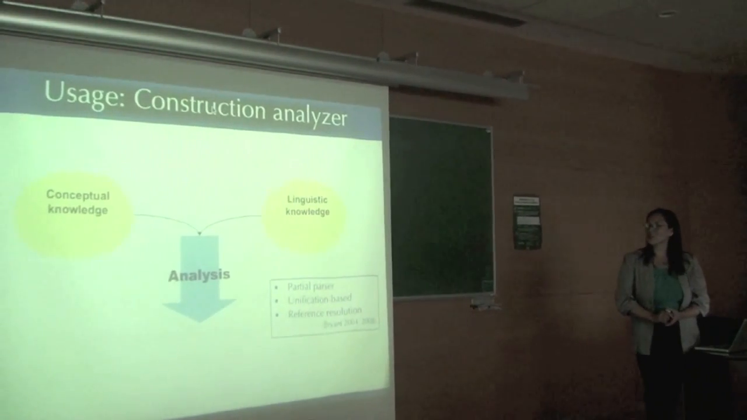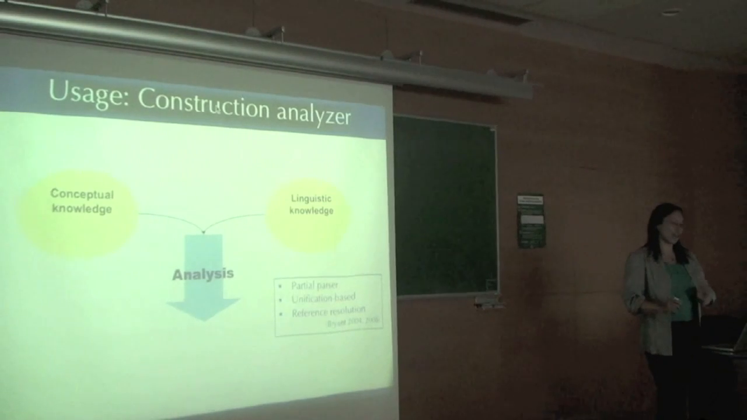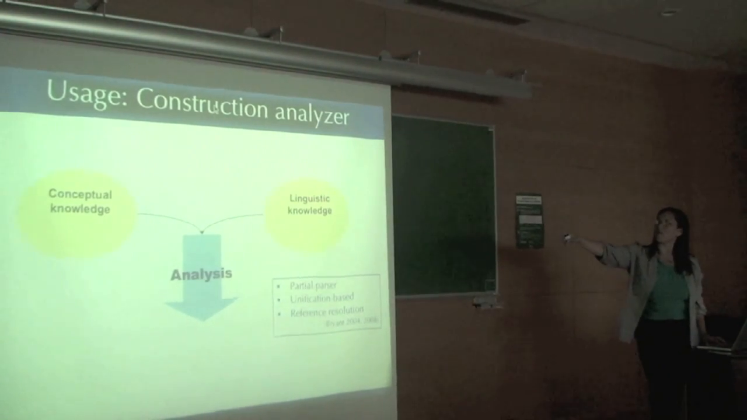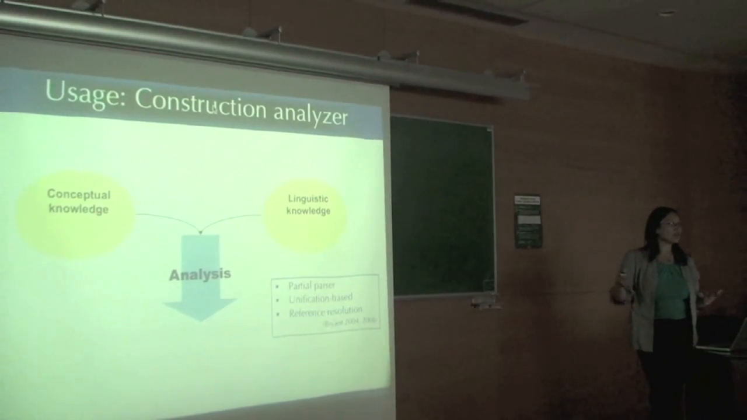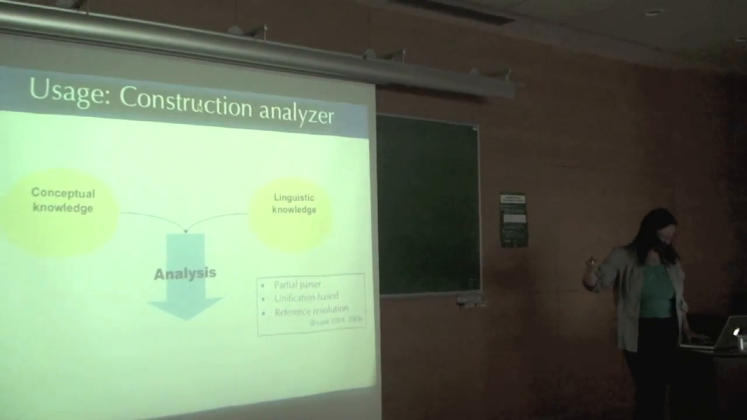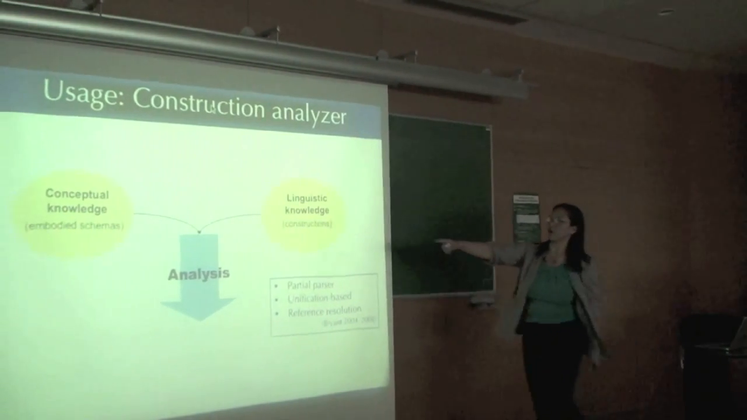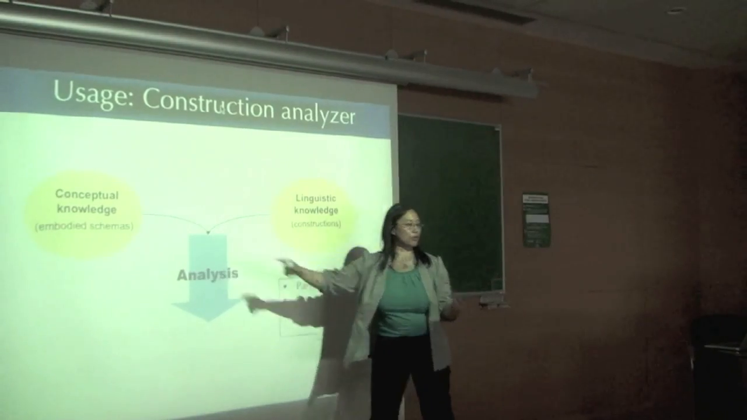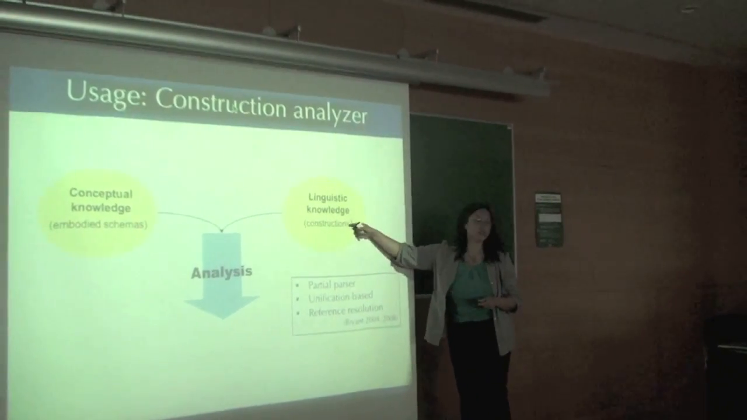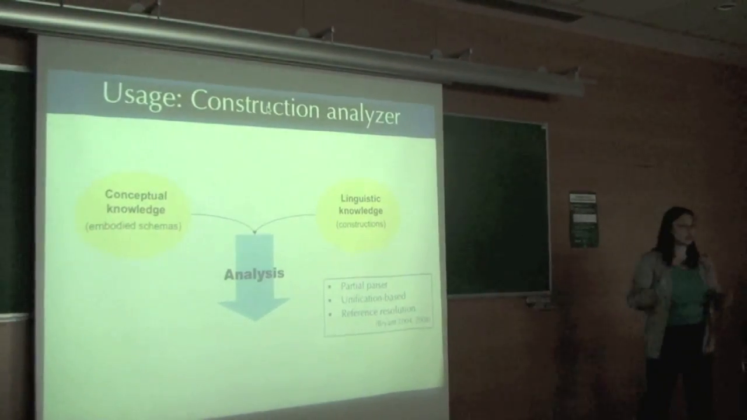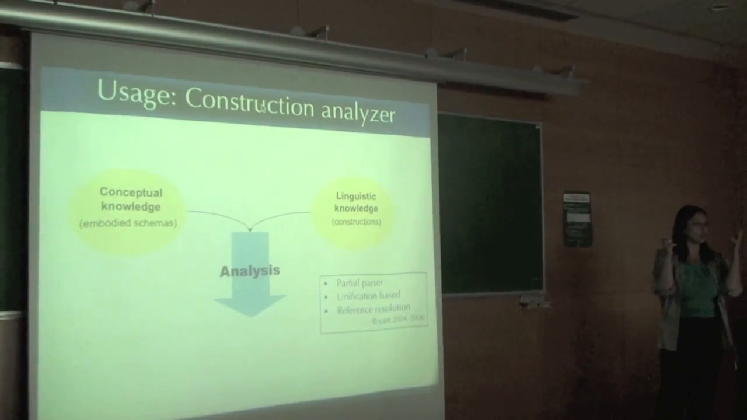Okay, so this is the slightly less cartoony version of what we said. In order to understand a sentence, you might require both the embodied schemas, right? So we said what those were, these frame-like things, and then these constructions, these mapping things. And so both of these are knowledge of language includes at least that.